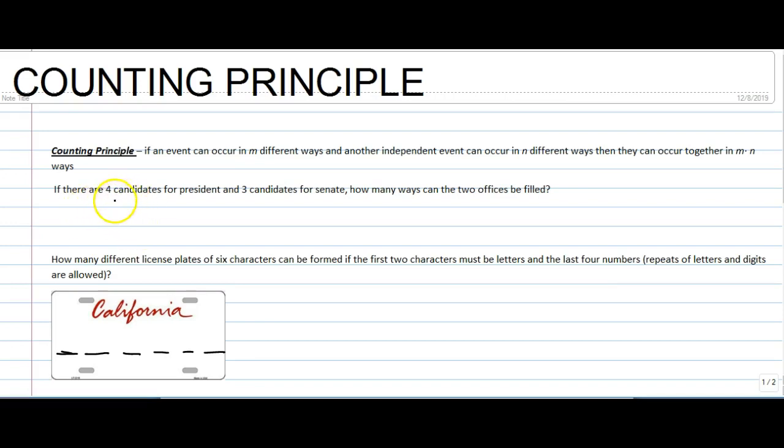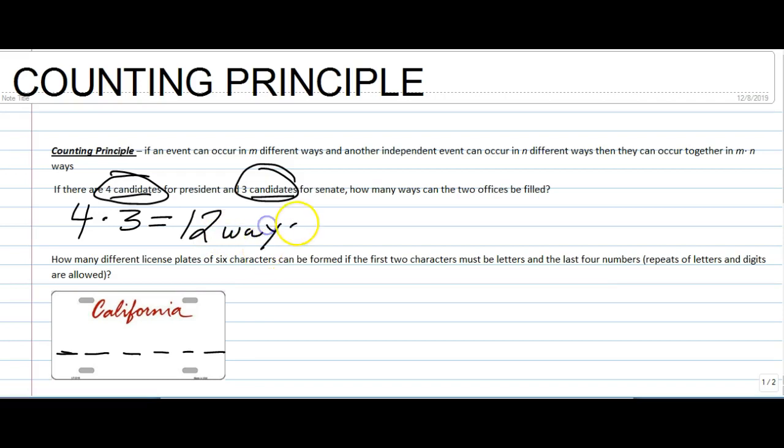We have 4 candidates for president and we have 3 candidates for Senate. Assuming that our choice of senator is not related or dependent upon our choice of president, how many ways can the 2 offices be filled? Well, according to the counting principle, since the office of president can be filled in 4 different ways, and the office of Senate can be filled in 3 different ways, together they can be filled in 12 different ways. M times n, which is 4 times 3, which is 12.